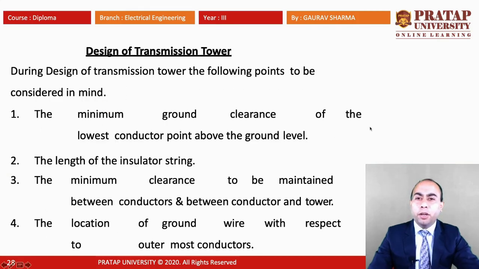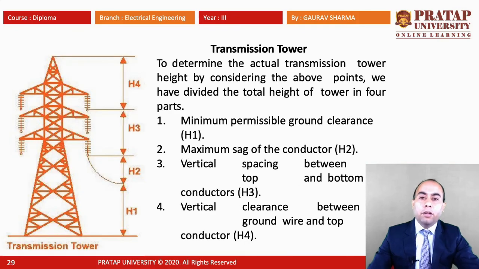Now, when we talk about the design of a tower, we have to consider the minimum ground clearance of the lowest conductor point above the ground level, the length of the insulator string, the minimum clearance to be maintained between conductor and tower, and the location of the ground wire with respect to the outermost conductor. These 4 points we have to consider during the design of a transmission tower. Now, to determine the actual transmission tower height by considering the above points, we divide the total height of the tower into 4 parts.